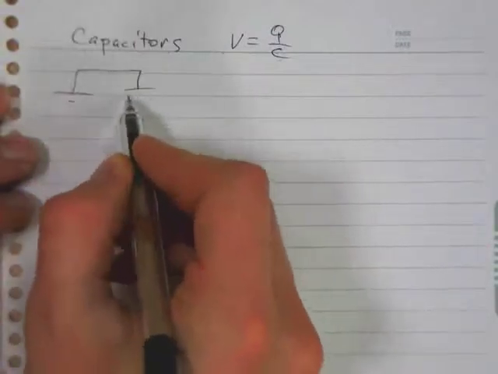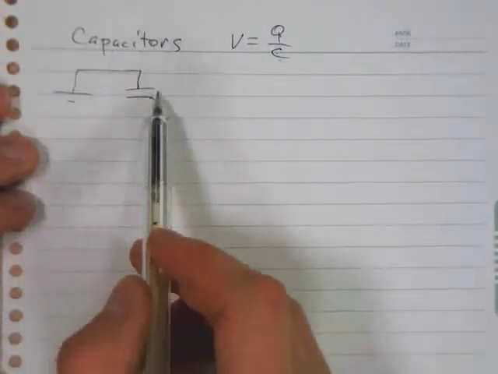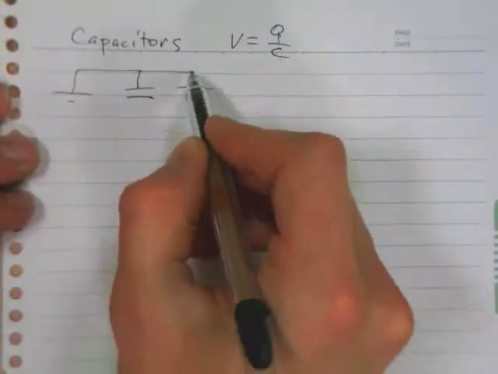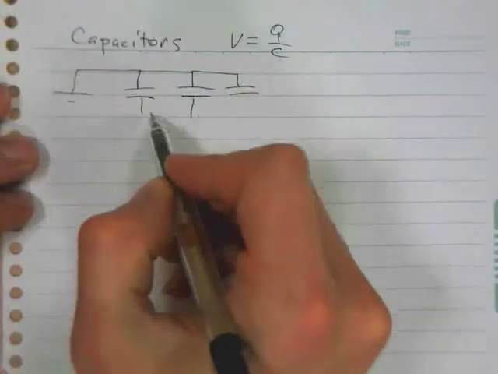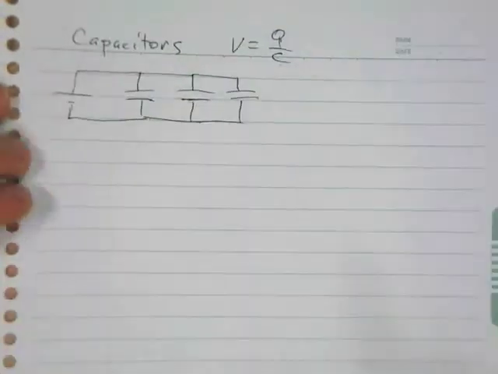We'll look first at them in parallel. A capacitor is two horizontal lines, two parallel plates. That kind of makes sense. So we have our three capacitors here in parallel. Okay, and let's think about what's the same.